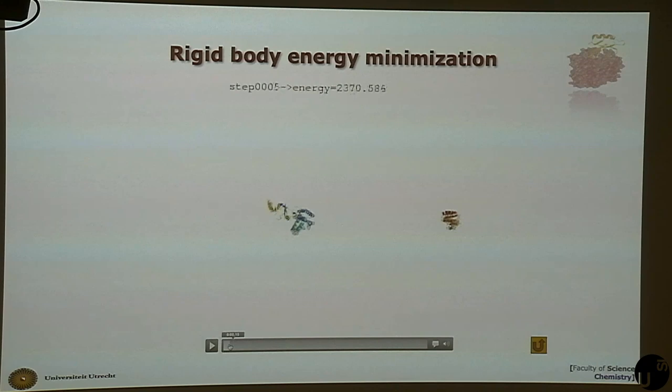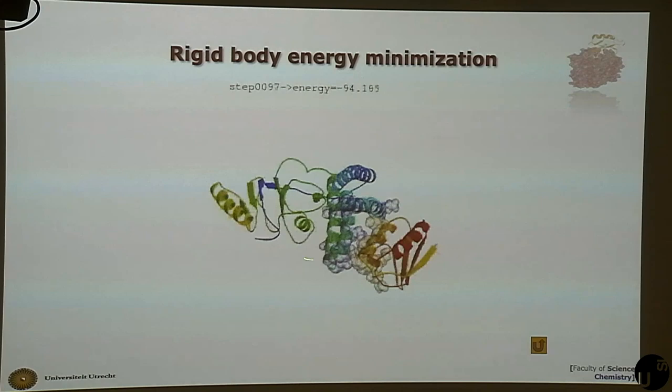So let's go back here. This is what's happening in a computer. The residues that you see as spheres are the ones for which we have some kind of information. In this case, we have NMR data. So this brings your system together.